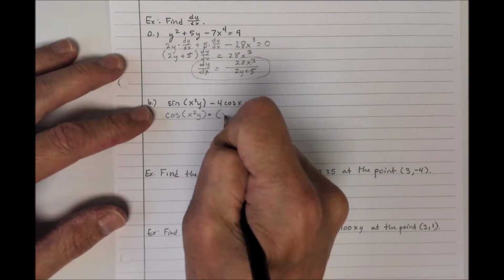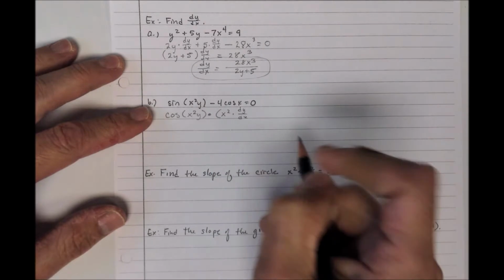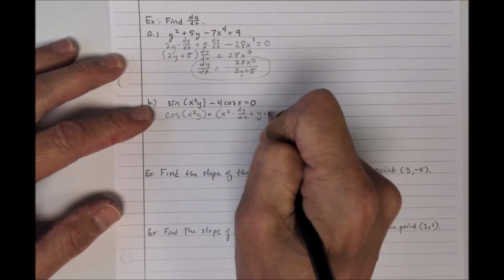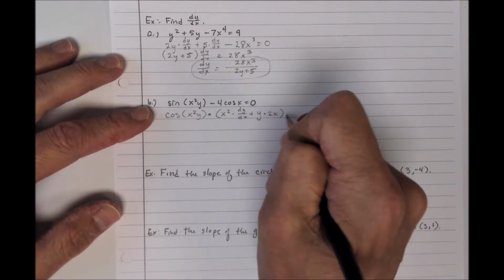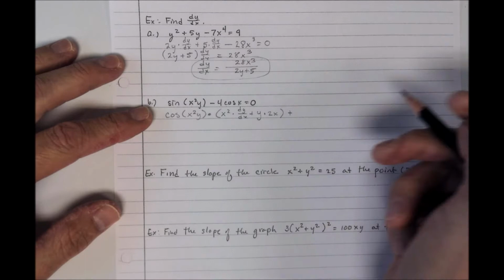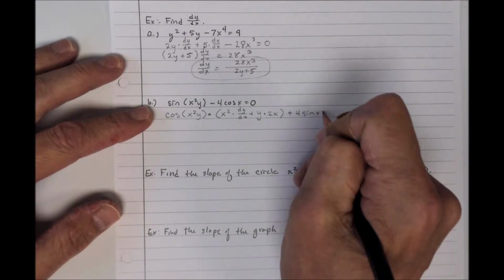Product rule, so it's the first one times the derivative of the second, the derivative of y is dy dx, plus the second one times the derivative of the first part, which is just 2x, all right, minus the derivative of 4 cosine x would be plus, because it's minus the opposite, would be plus 4 sine x equals 0.